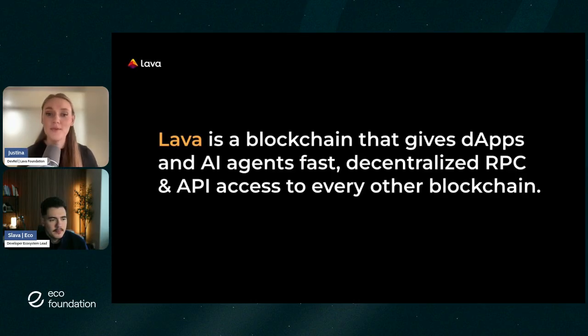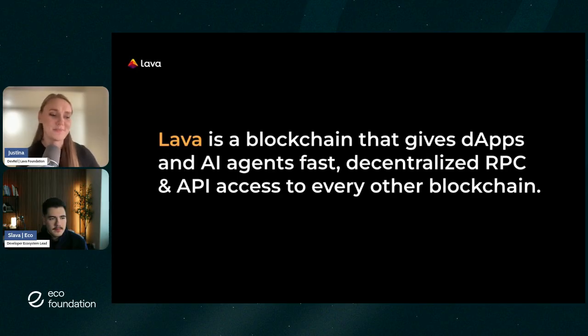And when we say that it provides access to every other blockchain, we truly mean that, meaning that there is no limit to what kind of blockchains can be supported on Lava Network. Today, Lava Network supports over 28 blockchains, mainnets and testnets, and we add new chains on Lava Network every month, depending on what the developer ecosystem needs. And it's very easy to add new chains on Lava Network.